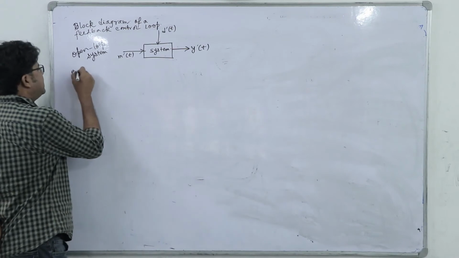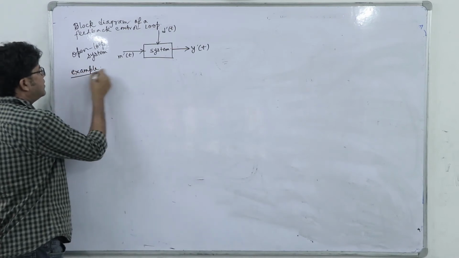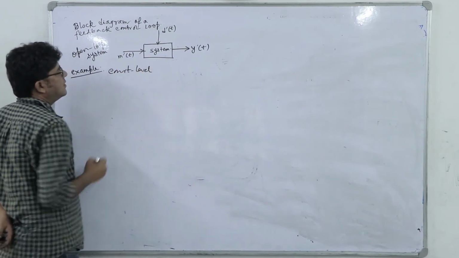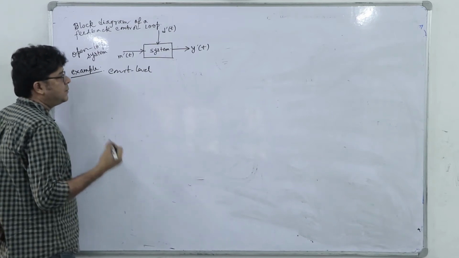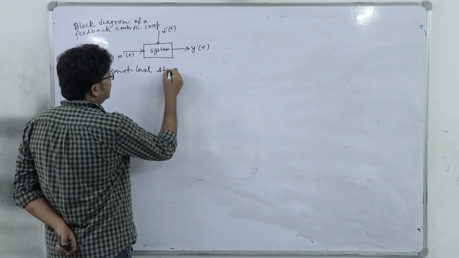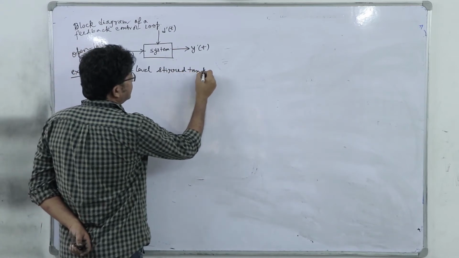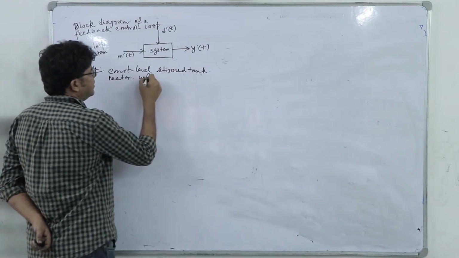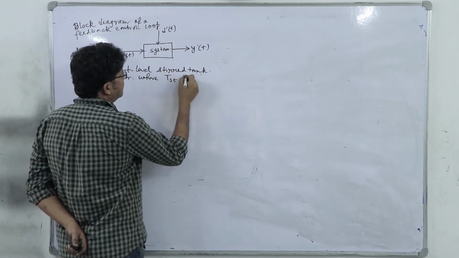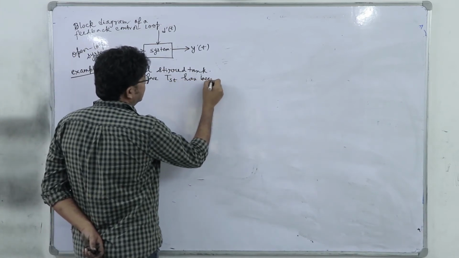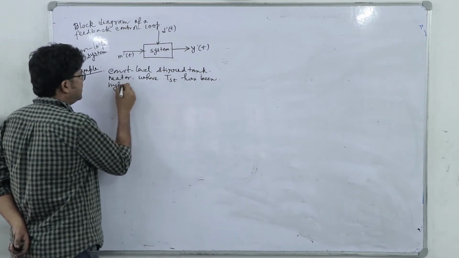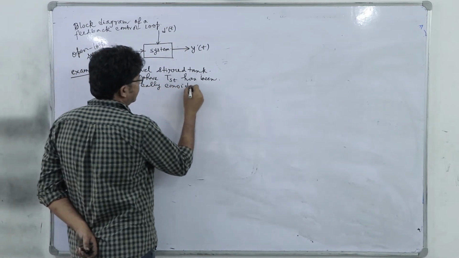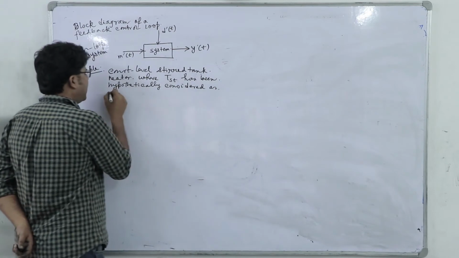So let's take an example. Constant level, we have discussed it and we have considered this specific system repeatedly again and again. Constant level stirred tank heater, where T steam has been hypothetically considered as the manipulated variable.